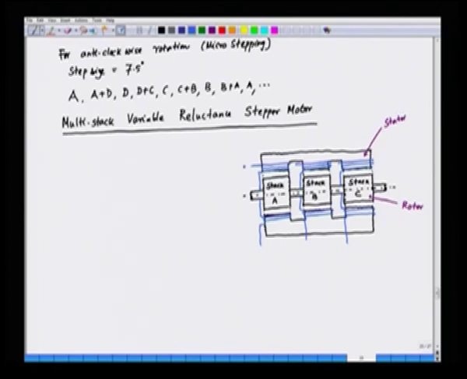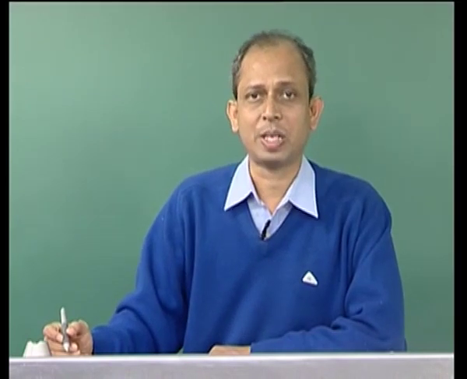And since we have 3 stacks, we will call this I A, the phase current I A. Similarly, here it is I B, and similarly in phase C we have I C. And these stacks are actually excited at different times, I mean the phase A is excited at the same time. So, here the stack is also known as a phase.